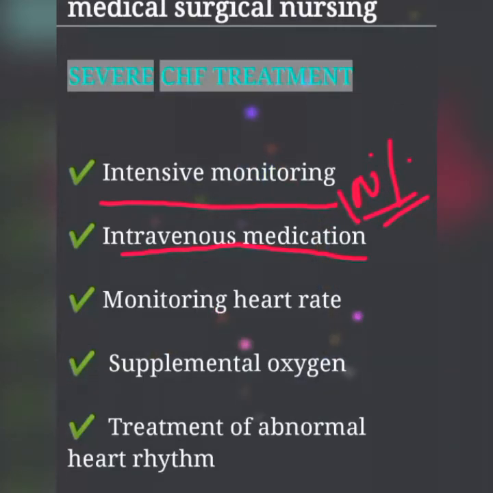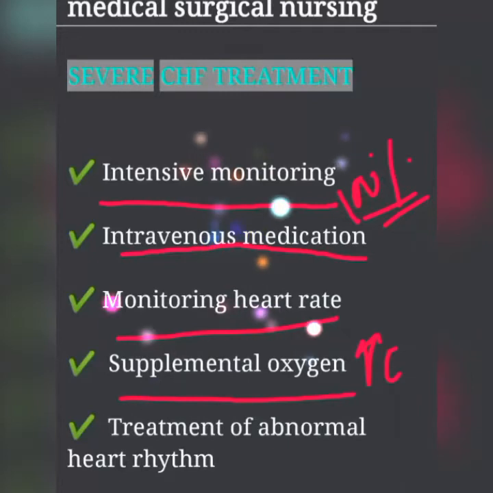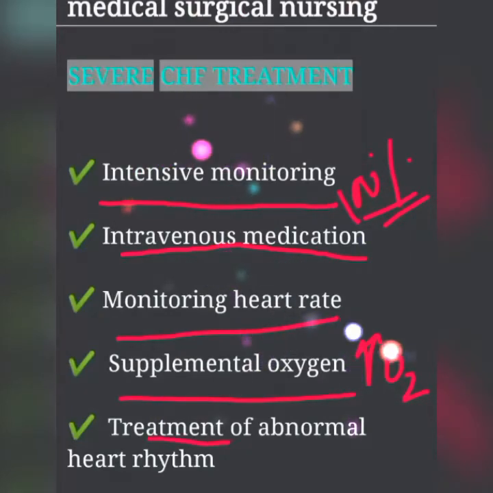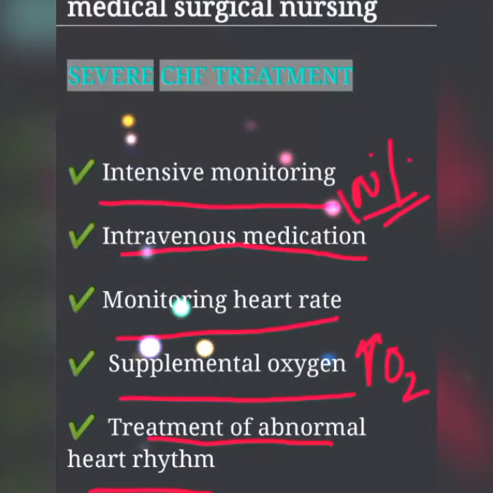Next is monitoring heart rate and rhythm with an electrocardiogram, and blood tests to determine the extent of the heart damage. Next is supplemental oxygen to ease breathing and increase the amount of oxygen that is delivered to the heart tissue and the rest of the body. Next is the treatment of abnormal heart rhythm, cardiac arrhythmias, with medication and possibly electrical cardioversion or defibrillation. This is all about the severe treatment.